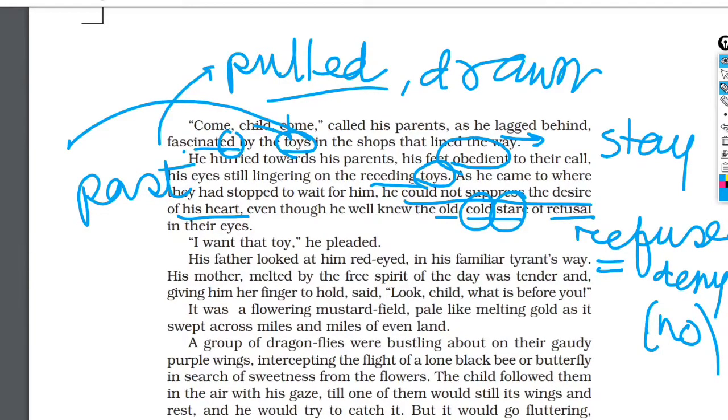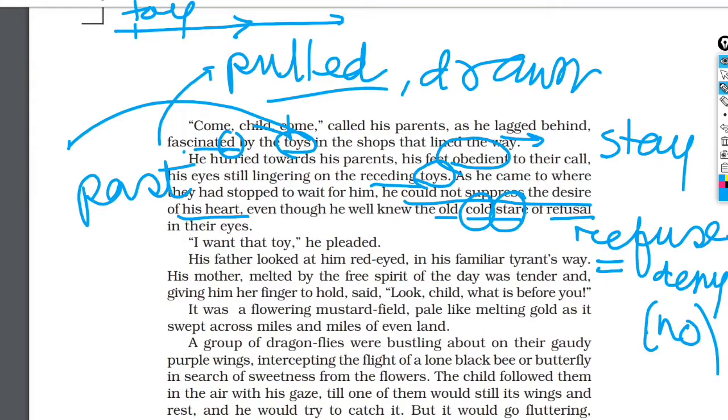It is going past, because suppose this is the road, this is the stall of the toys. So now you are moving in this direction. The toys are going to that direction, opposite direction. Therefore it is receding. It is called receding, means going back, going past.